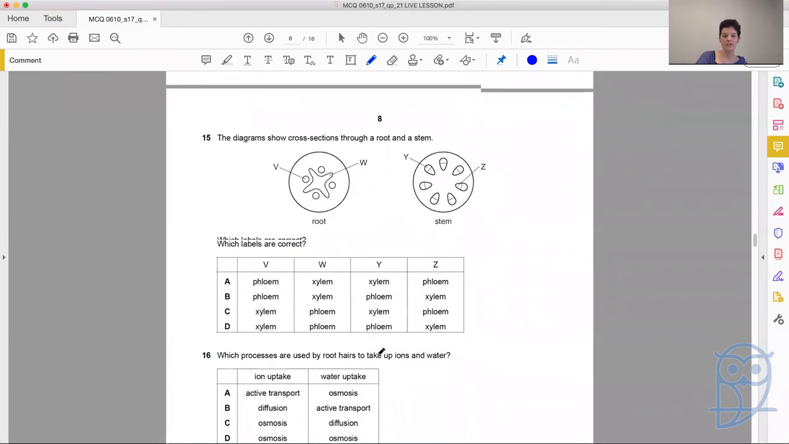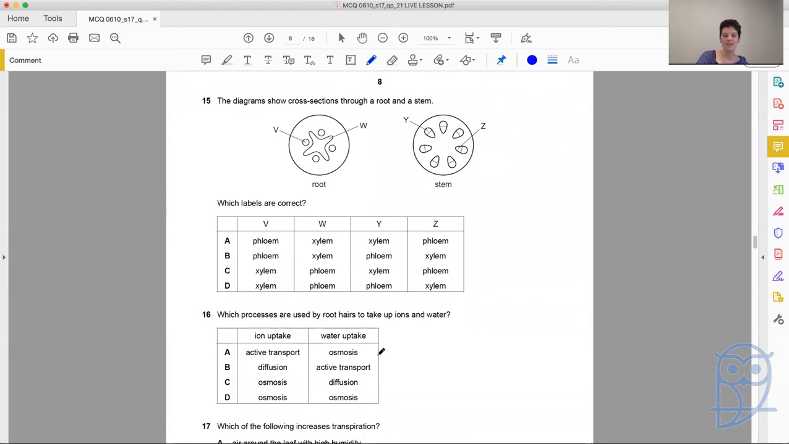Moving on to question 15. Skipping all the way back to plants, the diagrams show cross sections through a root and a stem. X marks the spot in the root. Then our stem is all around outside. So which labels are correct? Where is our phloem? Where is our xylem?